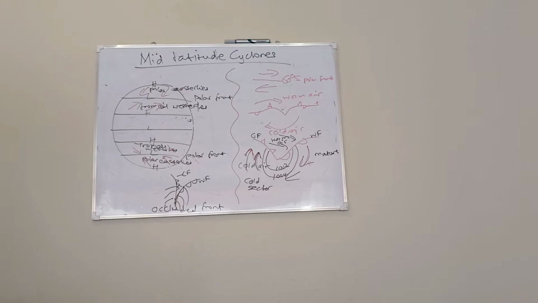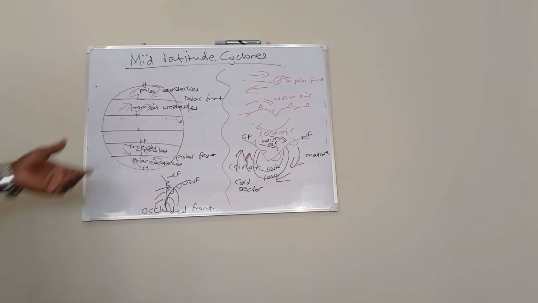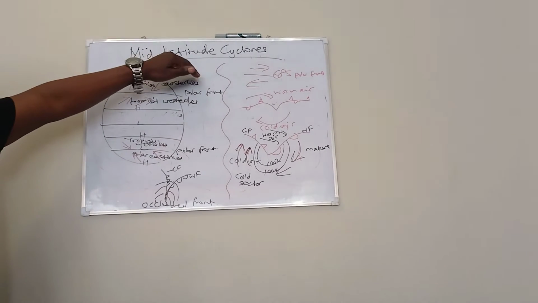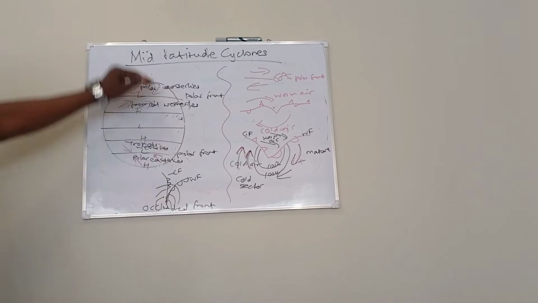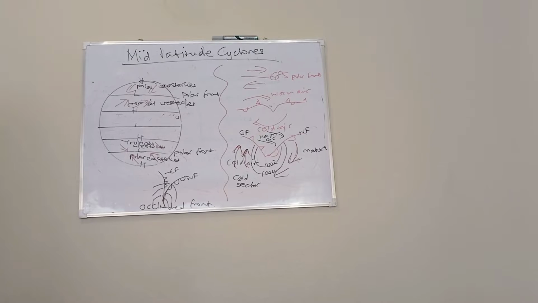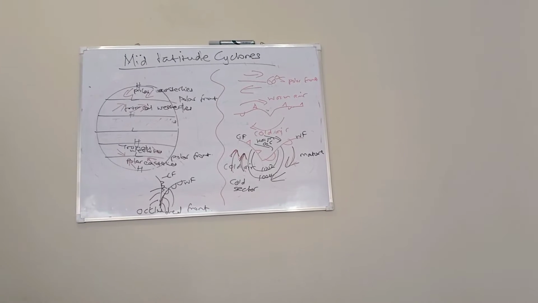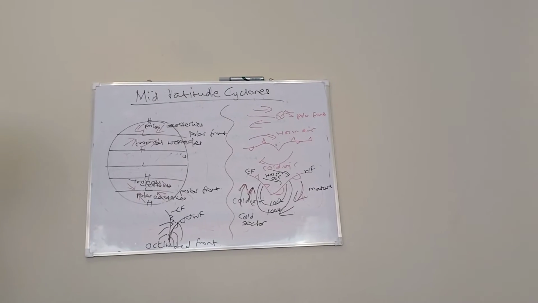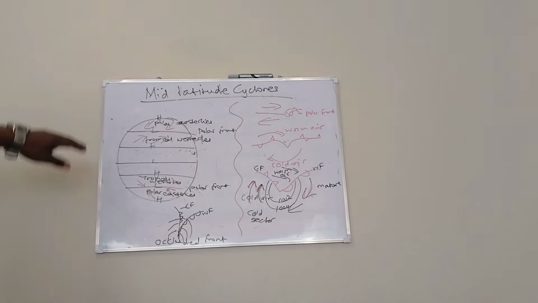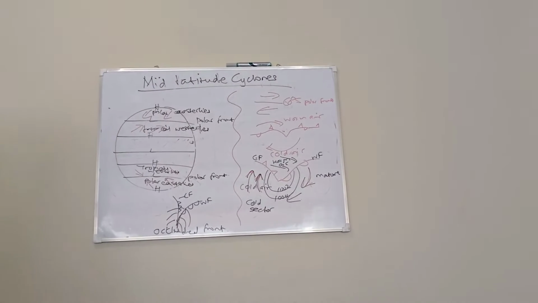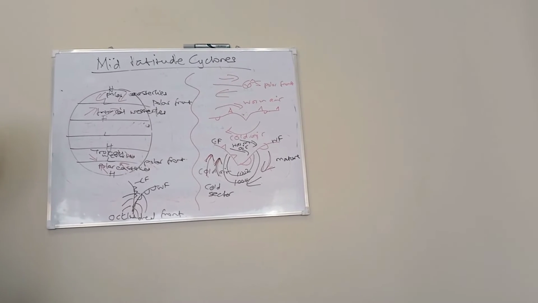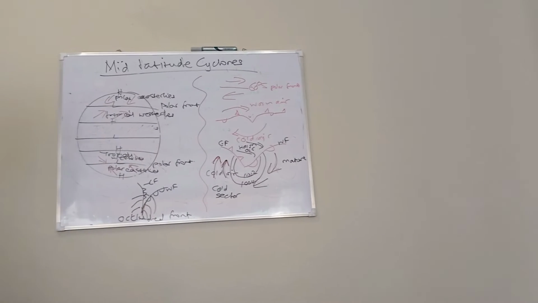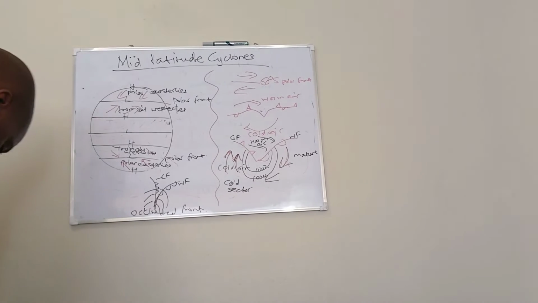You also need to know the alternative names. You can be given an assessment where they are using a different name other than mid-latitude cyclones, such as temperate cyclones, frontal depressions, or extratropical cyclones. These are the other alternative names. You need to know about that as well.